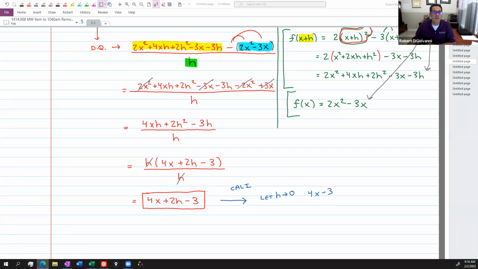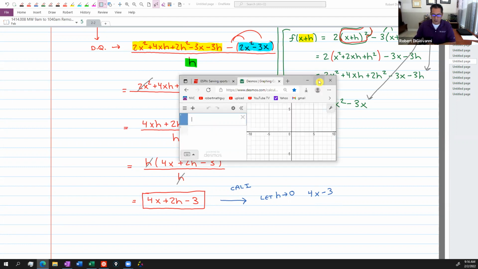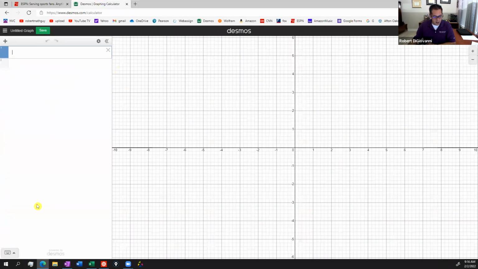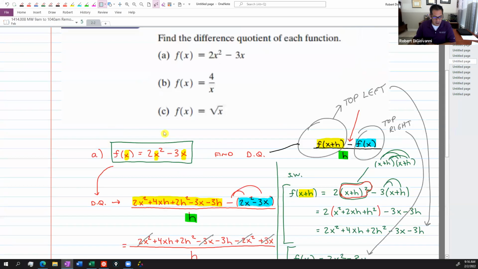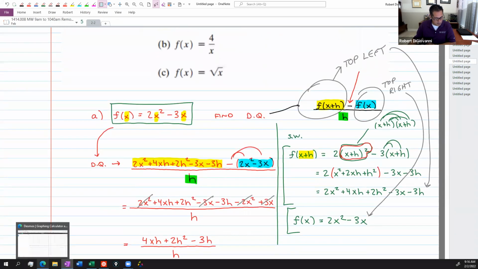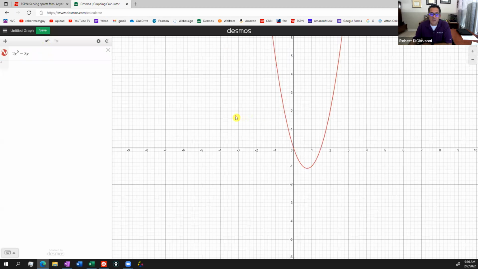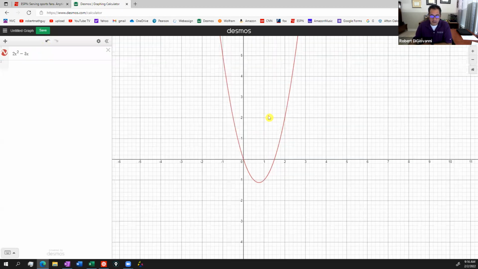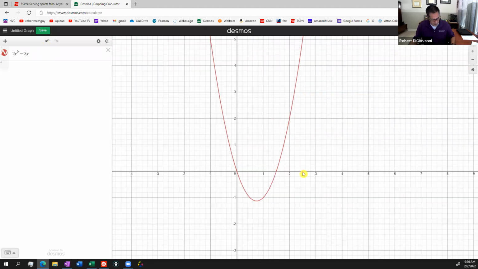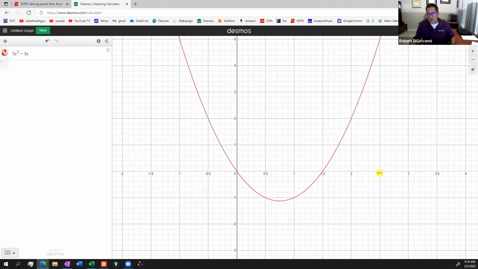So I'm going to go to some graphing utility, and the original function, I'm going to graph it: 2x squared minus 3x. Okay, so here's a function, right? In calculus, here's what we're trying to do. In calculus, we say, okay, here's a function.